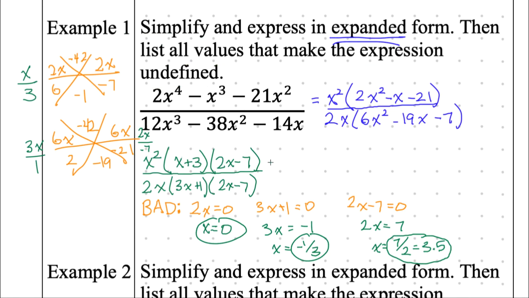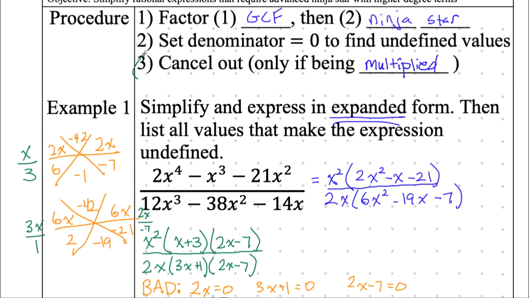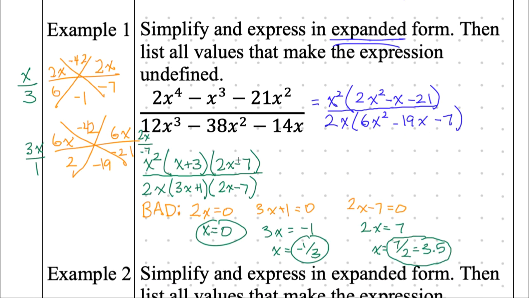That's the main thing. So now I'm on to step number 3, which is to cancel out if they're being multiplied. These 3 terms right here are all being multiplied. Same thing for the bottom. So what looks the same in the numerator and denominator? It looks like I have a 2x minus 7, 2x minus 7.